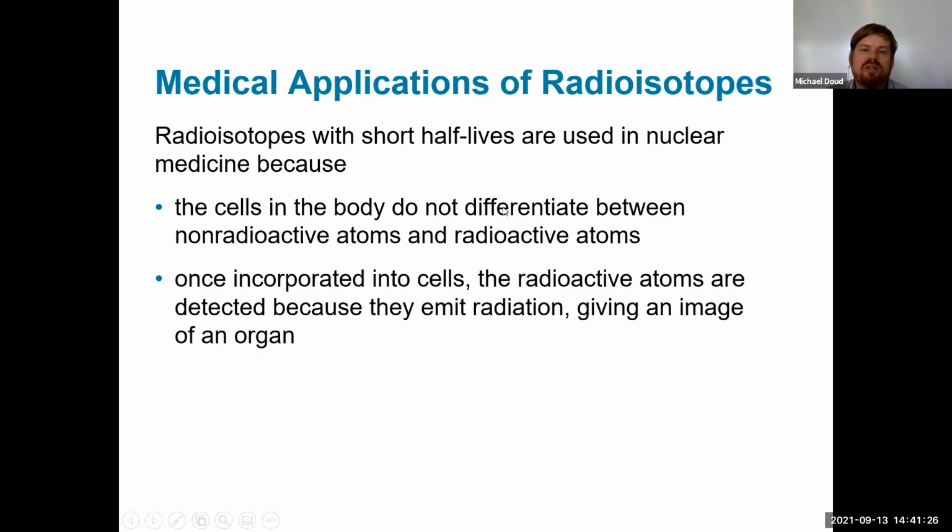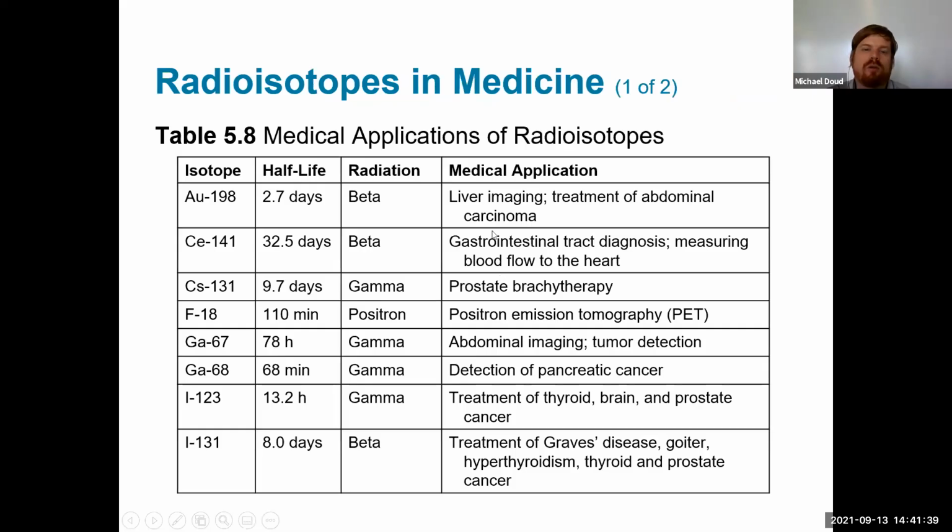We need to make sure that the cells in the body don't take up too many of these radioactive atoms, because they're going to emit radiation, and they could damage an organ or more. So for example, gold-198 locates in the liver, and it's used to help treat abdominal carcinoma. So because it goes to the abdomen, any liver cancer cells are going to take it up more than other cells. And so you're going to use that radiation to kill the cancer.